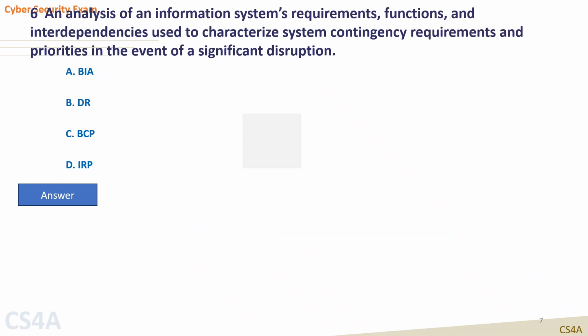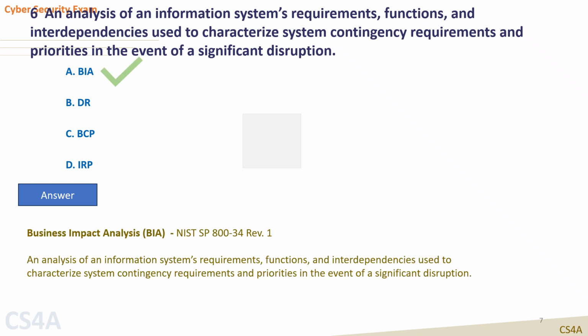So here the question is, the analysis of an information system's requirements, functions and interdependencies used to characterize system contingency requirements and priorities in the event of significant disruption. Here the keyword is system contingency requirement. That is also called system continuity requirement. So here the options are BIA, DR, BCP and IRP. Since the question states business contingency requirement, option A is the correct answer, business impact analysis.